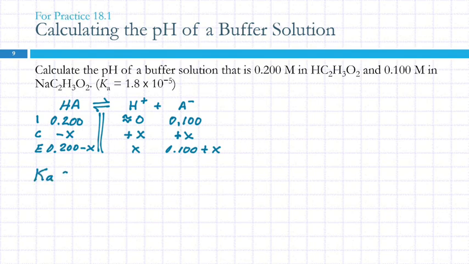And then write the equilibrium constant expression. This is all the same as we did in chapter 16 and 17. So products, H plus times A minus divided by HA. And then we took these guys and plugged them in for the concentrations. And we took the value of Ka and plugged that one in.